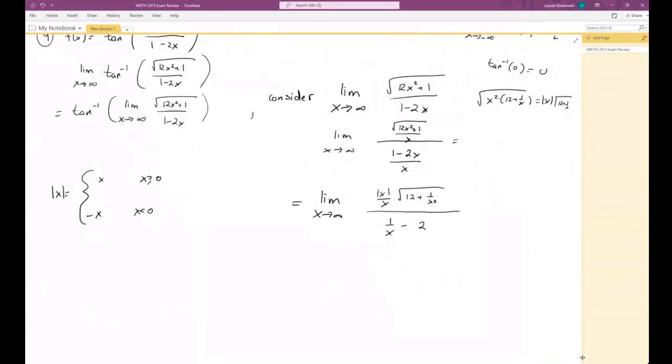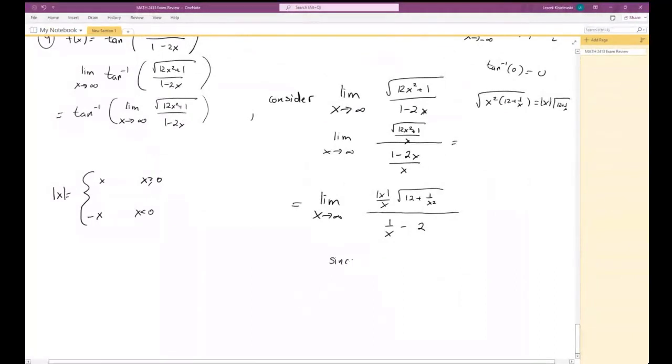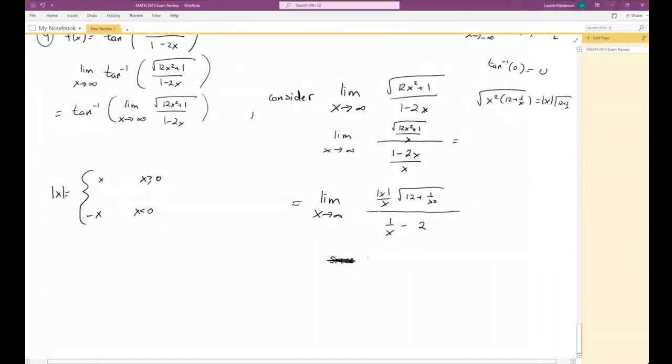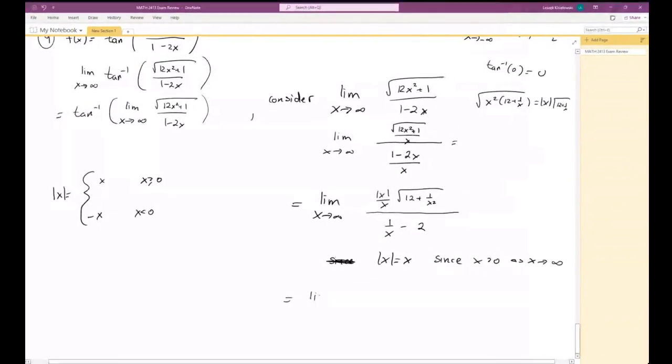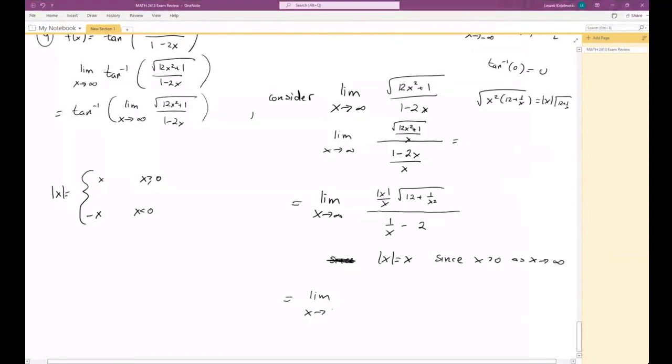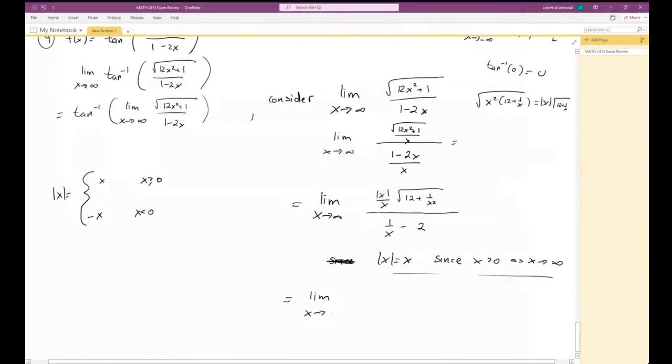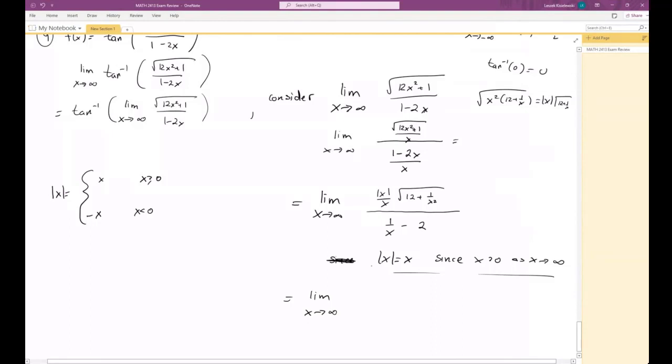Since we know that the absolute value of x is just x in this case, since x is positive as x goes to positive infinity, right? So you want to make that statement so that you can then simplify. This is for your grader, not for your sake. So, and then we evaluate this limit.